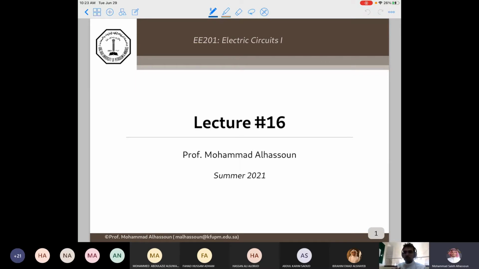We introduced the notion of two circuit elements. One is called an inductor. The other one is called a capacitor. We're going to talk more about the capacitor in this lecture. We stated that these circuit elements are passive elements, but they actually store energy.